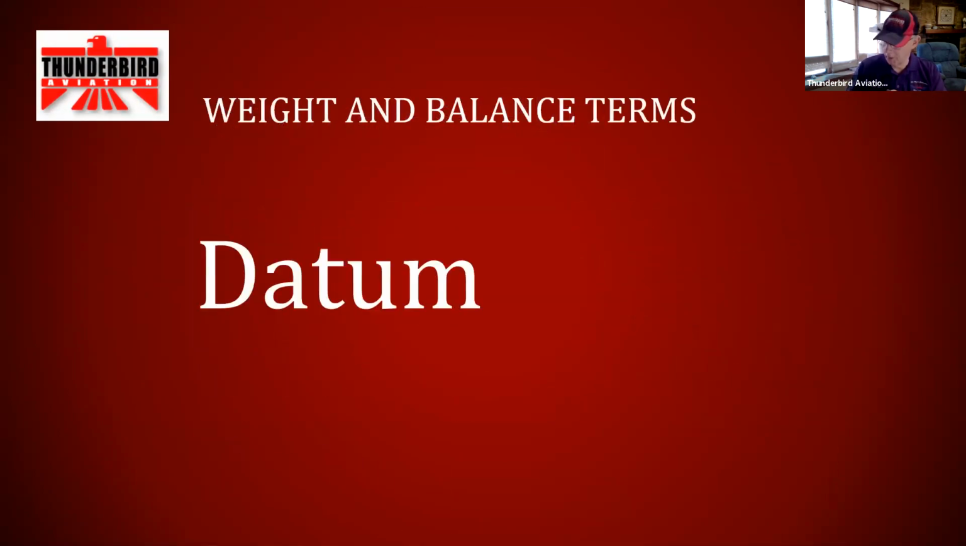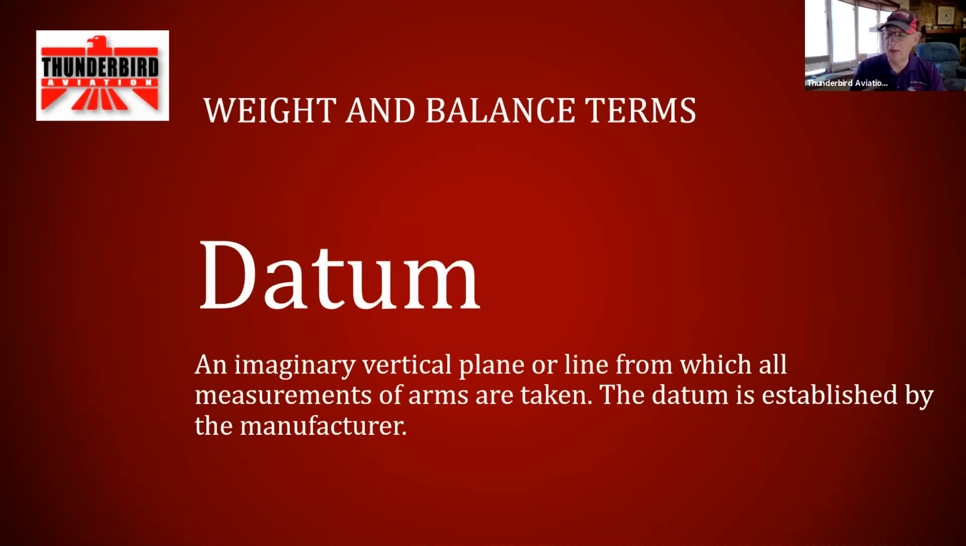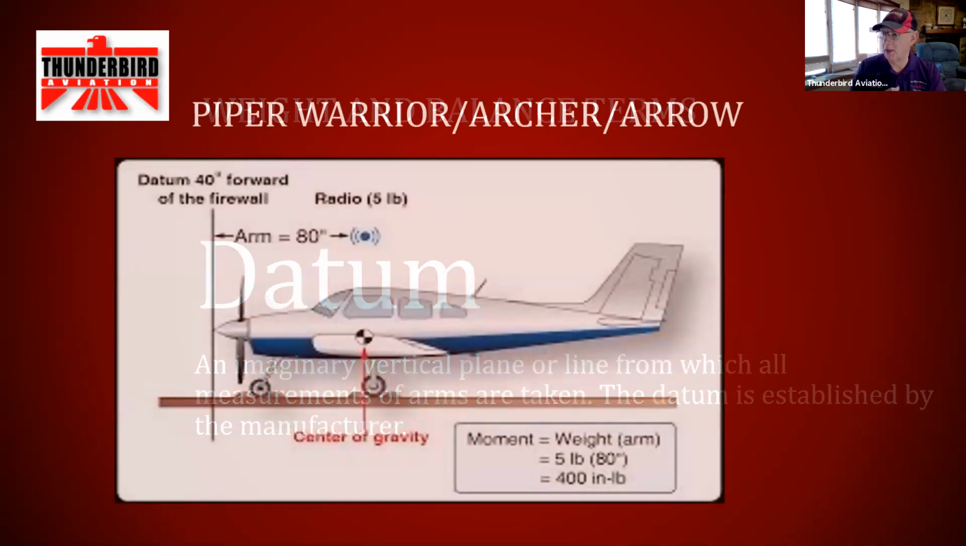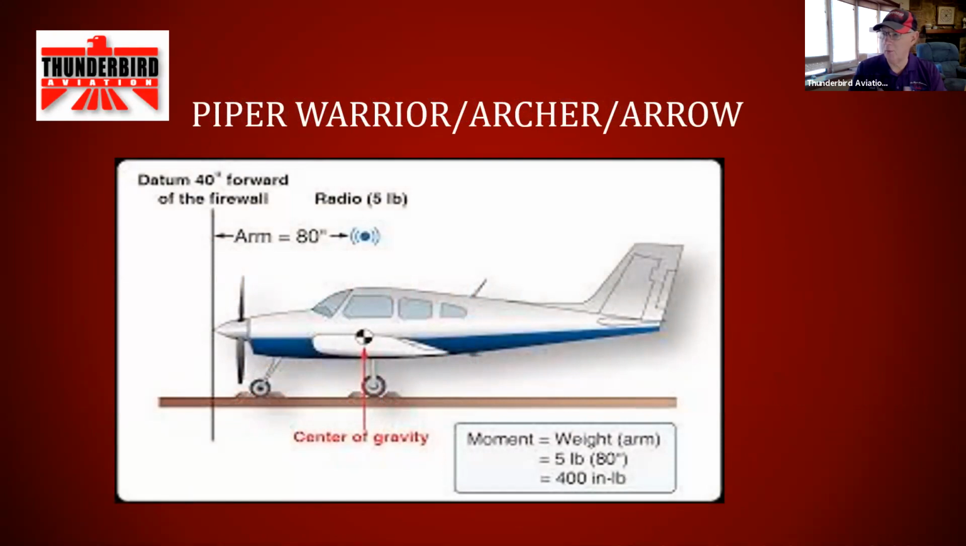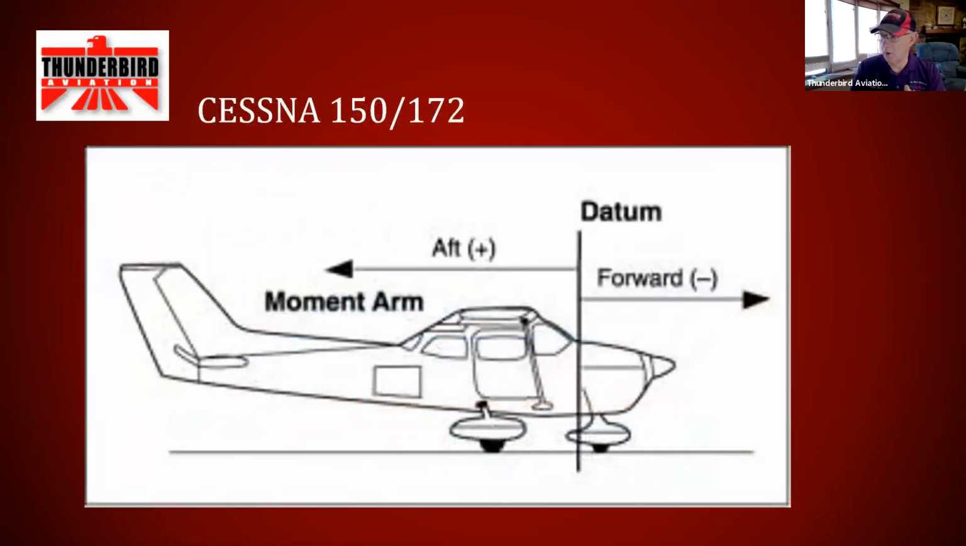The next term is the datum, which is an imaginary vertical plane that the engineer figures out where we're going to measure everything from in order to be able to figure out what weight and balance is. It depends on the airplane. Most of the Pipers that I fly, the Warrior, the Archer, and the Arrow that we have here at Thunderbird, the datum is the pointy end of the spinner. So everything in the airplane is a positive number, and all the stuff you'd be using to figure out the weight and balance would be a positive number. In the Cessna world, they use the firewall.